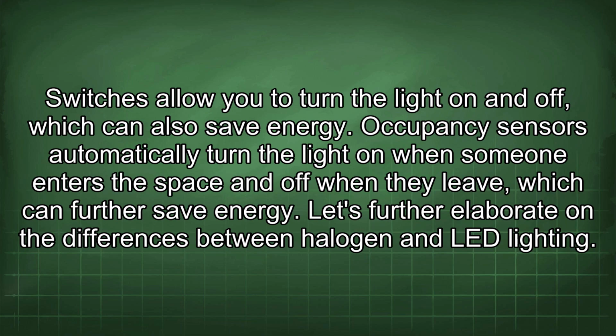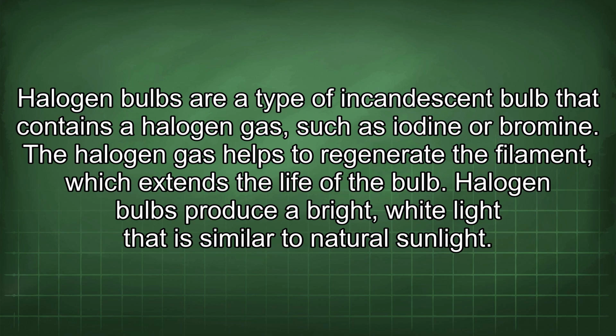Let's further elaborate on the differences between halogen and LED lighting. Halogen bulbs are a type of incandescent bulb that contains a halogen gas, such as iodine or bromine. The halogen gas helps to regenerate the filament, which extends the life of the bulb.